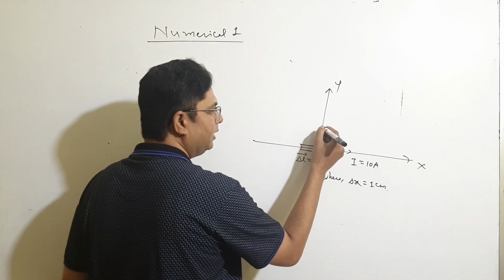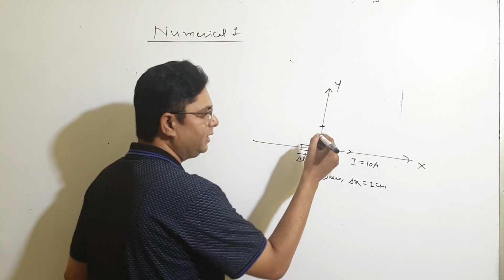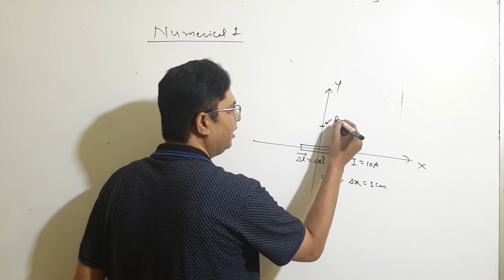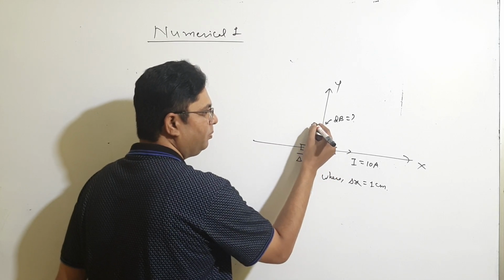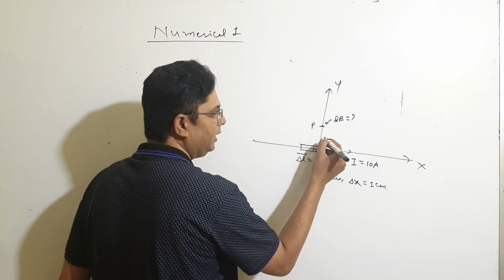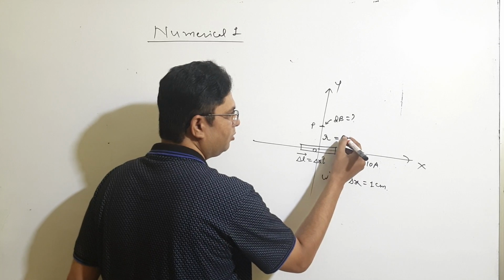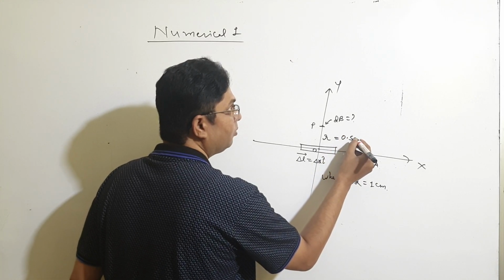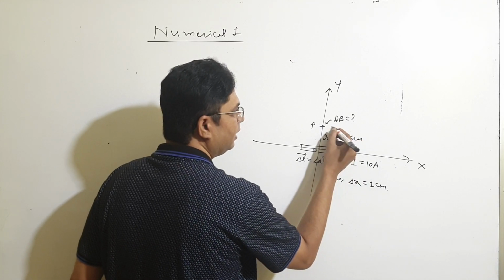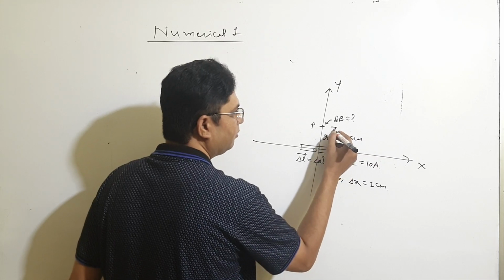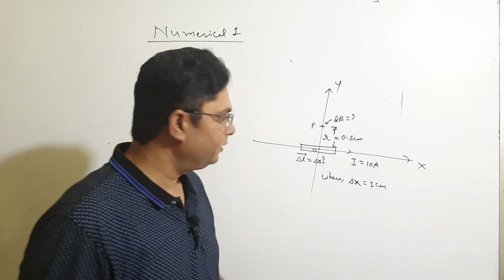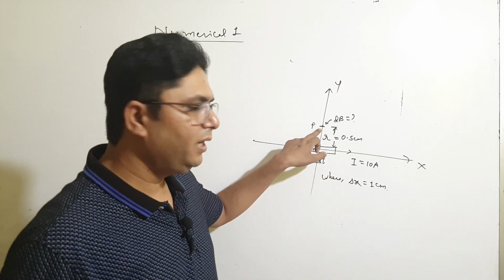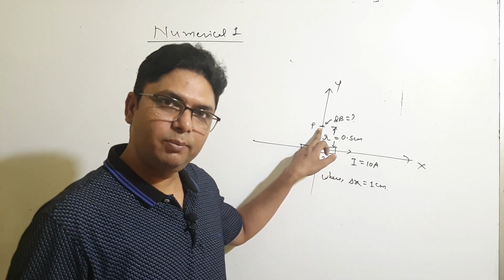Let it be 1 centimeter. So here we require the magnetic field, dB. The distance from origin to this point P, from O to P, is r, and r is equal to 0.5 centimeter. Let it be 0.5 centimeter. Now you have to find the magnetic field at point P. So we are going to use Biot-Savart's law.